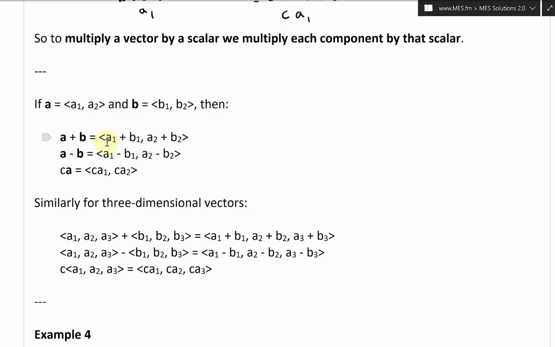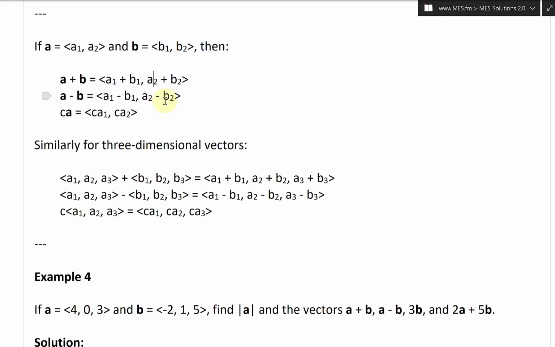and a2 plus b2. And then subtraction, we just subtract the components. And then the scalar, we just multiply the components by that scalar.